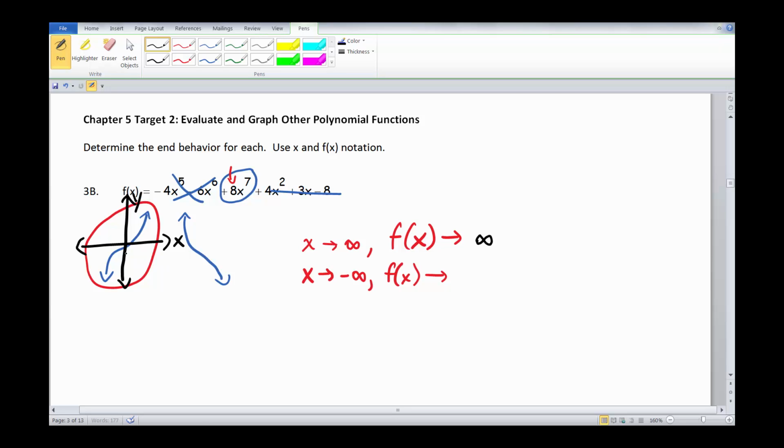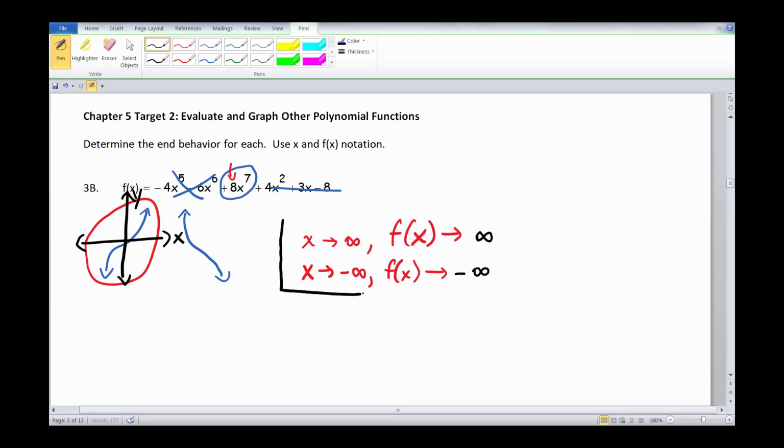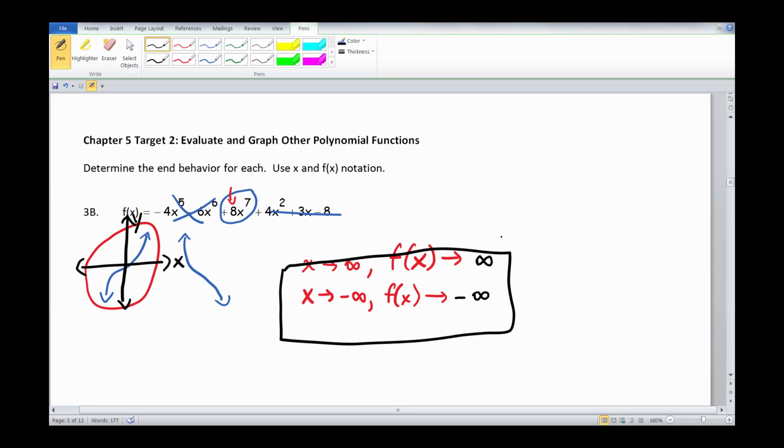Likewise, if x is going towards negative infinity, so as we go this way, our f of x or our y values are going downward toward negative infinity. And so here would be that end behavior. Again, that is our Chapter 5, Target 2, Problem 3b from our study guide.